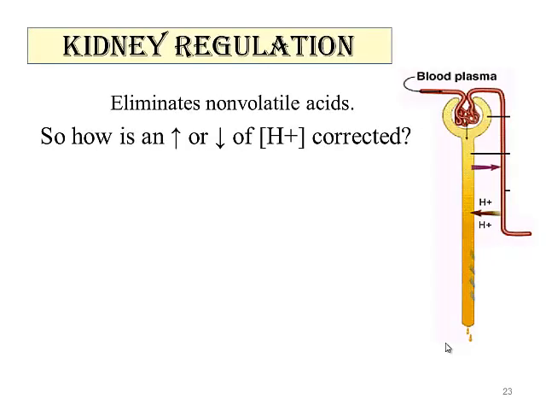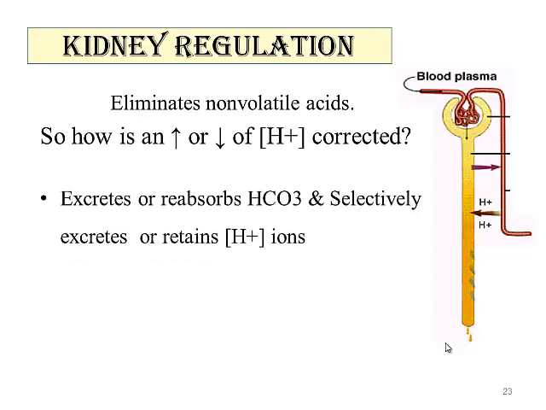The renal system is responsible for long-term regulation of acid-base balance. The kidneys, however, take much longer to compensate, sometimes as long as 3 to 5 days to fully compensate. The kidneys eliminate large amounts of non-volatile acids that are produced during metabolism. So how is an increase or decrease of hydrogen ions corrected? The kidneys excrete or reabsorb bicarb, and they selectively excrete or retain hydrogen ions.